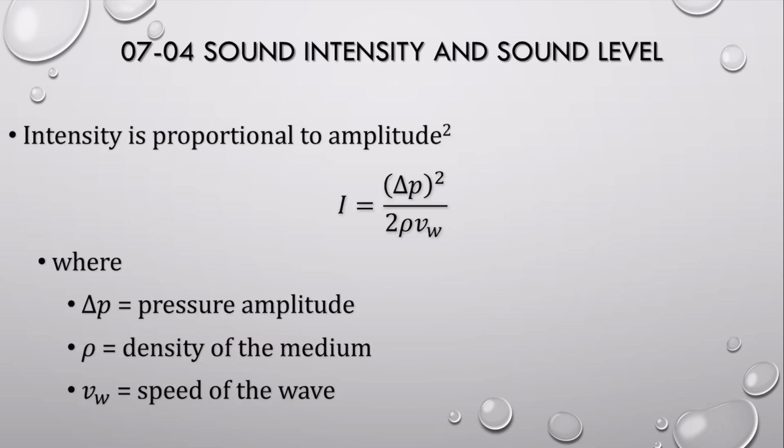The intensity is proportional to the amplitude squared. So our intensity equals delta P, which is our pressure amplitude, squared, over 2 times the density over the speed of the wave. The density is the density of the medium. If it's going through air, it'd be the density of air. If it's going through water, it'd be the density of water. And this is the intensity of sound.